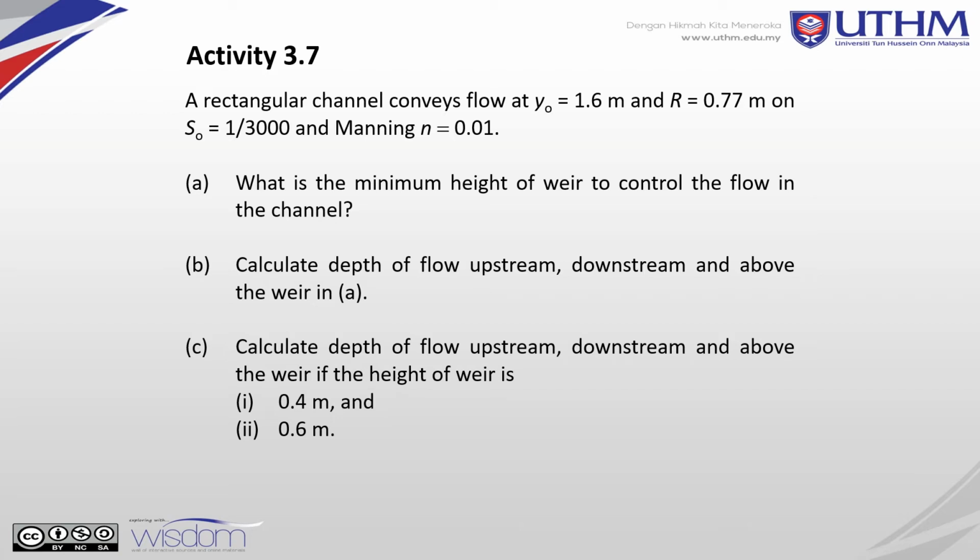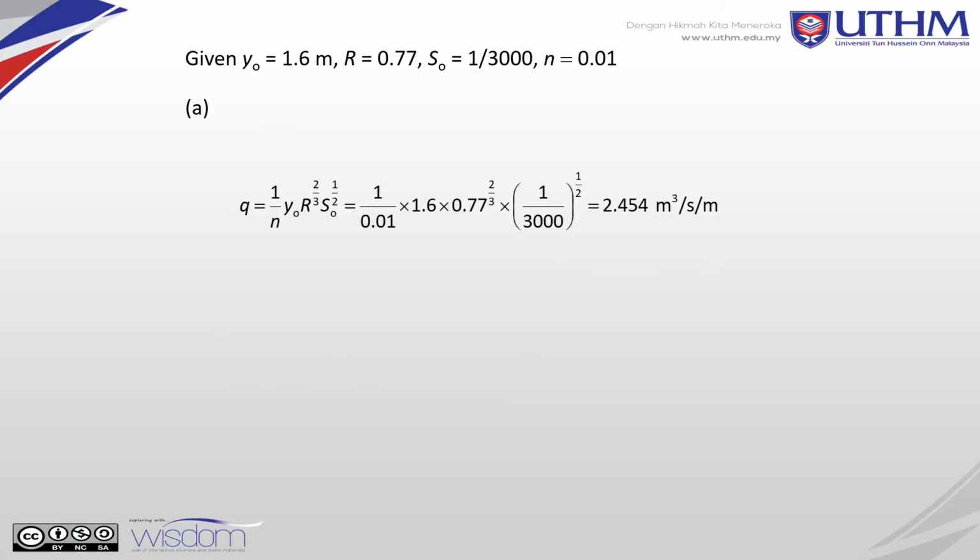Okay, look at activity 3.7 to find the minimum height of weir to control the flow in the channel, to calculate depth of flow upstream, downstream and above the weir in A, and C, calculate depth of flow upstream, downstream and above the weir if the height of weir is 0.4 meter and 0.6 meter. Okay, given y0 is 1.6, r is 0.77, s0 is 1/3000 and n is 0.01. So you just use this equation.